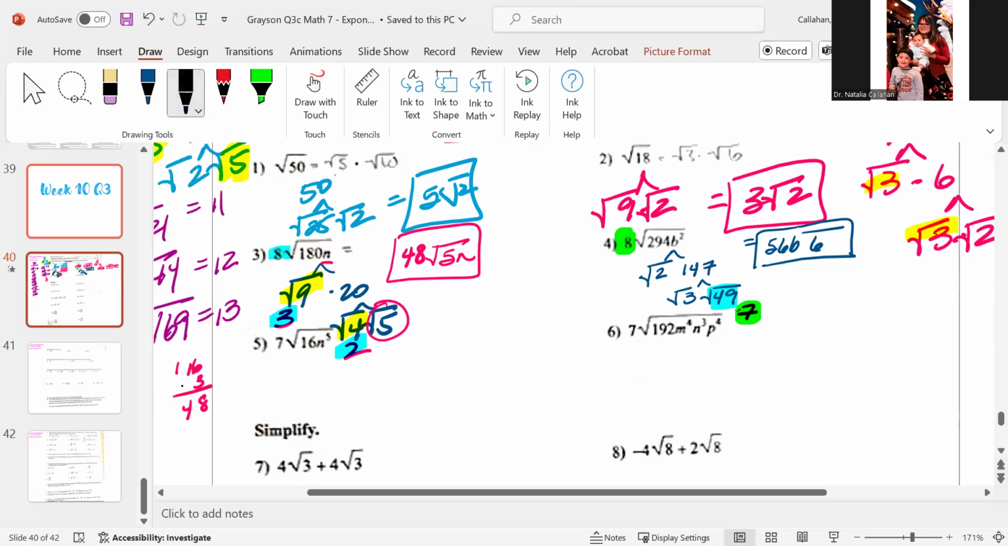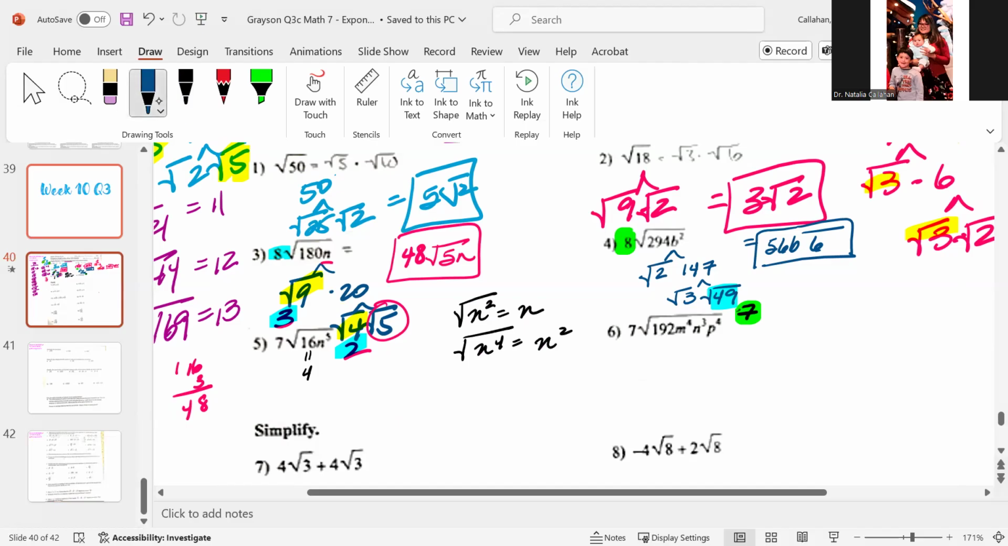All right, number 5. Do you see number 5? This one's perfect. Square root of 16 is just gonna give you a 4, right? Into the 5th power. I want you to take a look at this. Square root of n squared is just n. Do you see that? Square root of n to the 4. You get n squared because you need 2 of them. So you just divide it, correct?